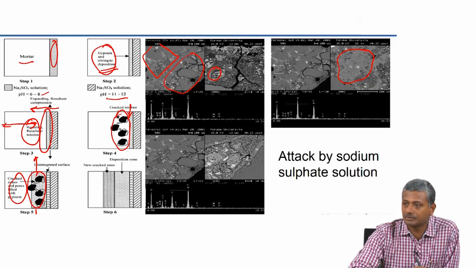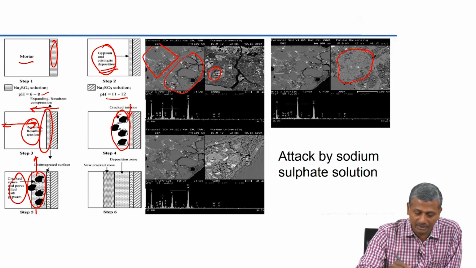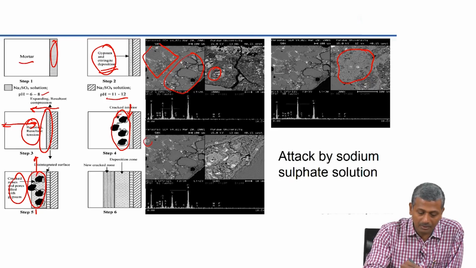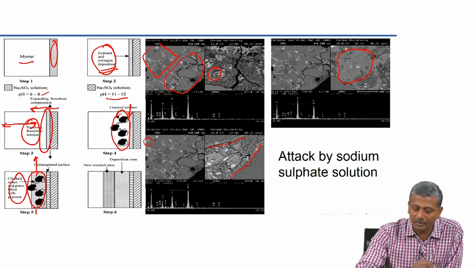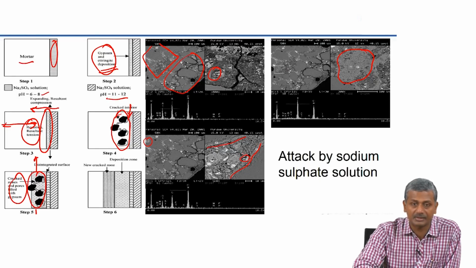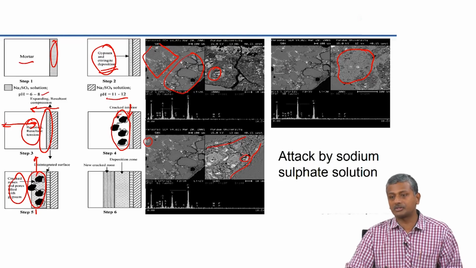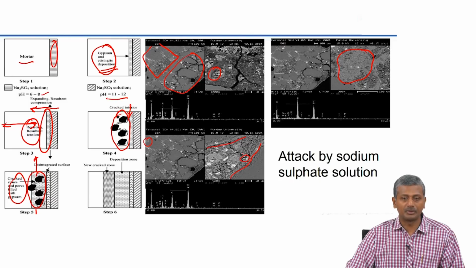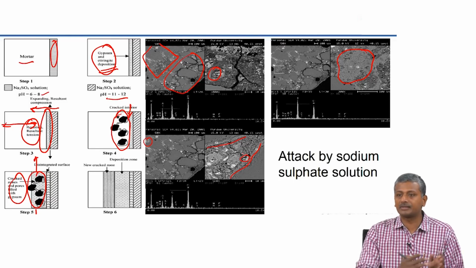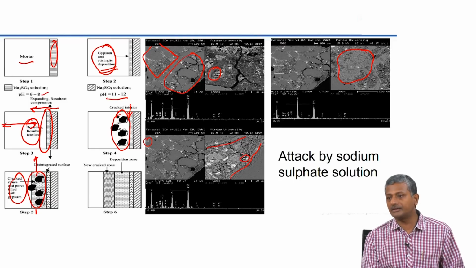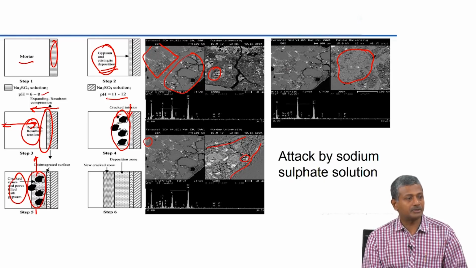That means a lot of attack products have got deposited there, and especially if you go in a region around the aggregate, you see a complete layer of gypsum forming around the aggregate. And you have ettringite also, which is there inside the concrete. So, although it looks like this zone is unattacked, there is a lot of deposition of attack products that has happened in that zone.